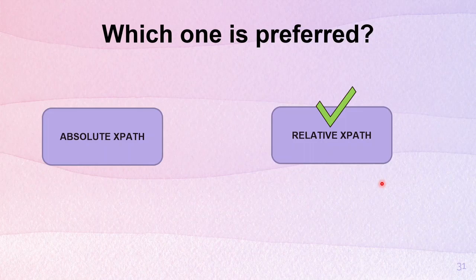So this is all we studied in this tutorial. We studied about what is XPath, about the ChroPath plugin. We studied the difference between the absolute XPath and the relative XPath, and which one is preferred. So in the next tutorial, we will learn about the functions of the XPath.